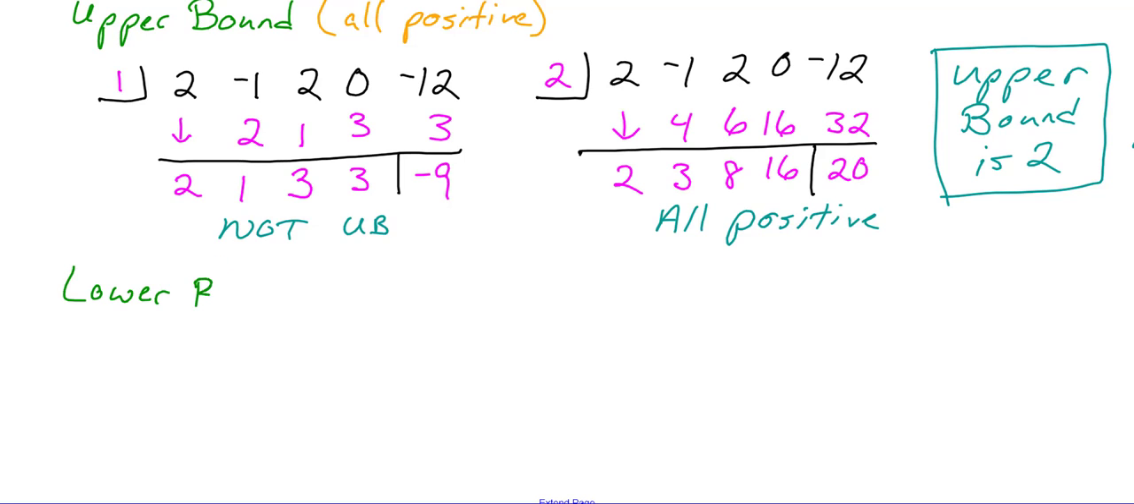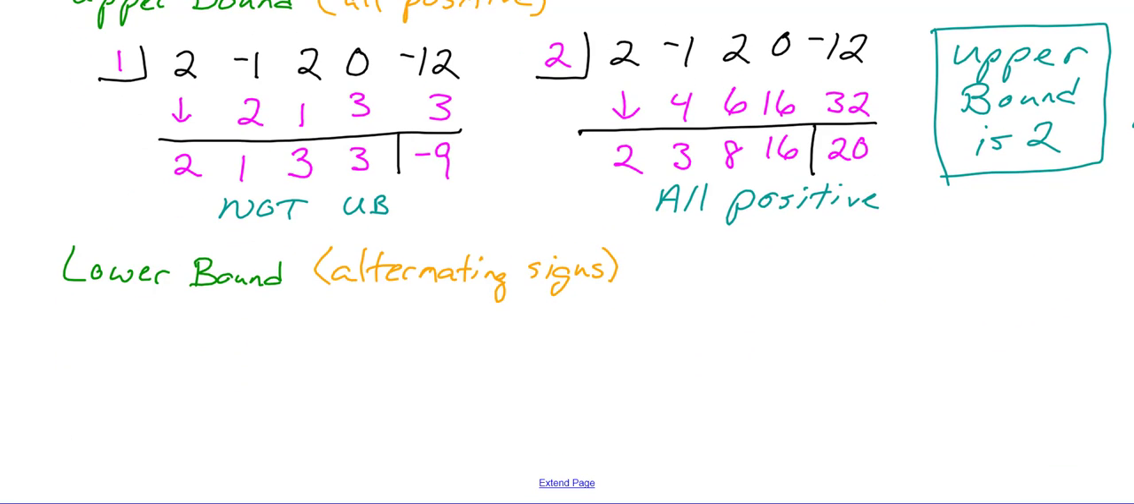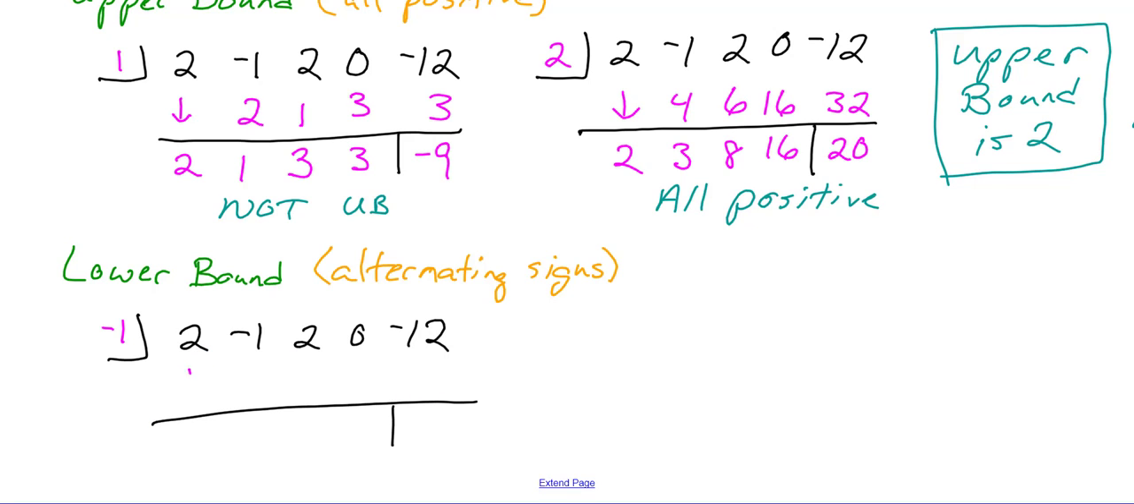So our lower bound, remember, we need to have alternating signs. Okay, and our highest negative number is going to be -1. So we have -1. Our synthetic division has the same first row values because they're all for the same polynomial. All right, bring down our 2, -2. Add them together, we get a -3. Negative times a negative is a +3. 5. -1 times 5 is -5. -5. Negative times a negative is a +5. And we end up with a -7.